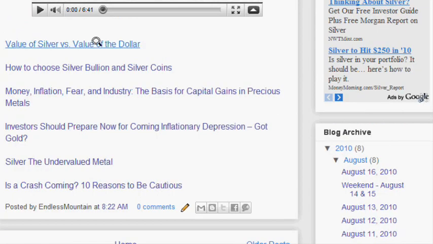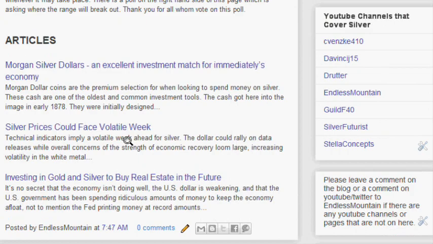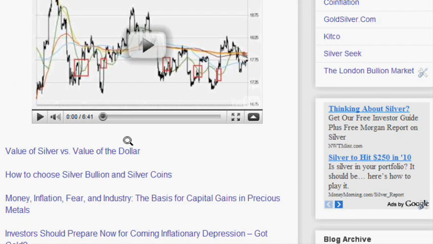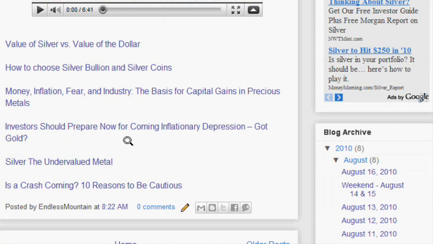Value of silver versus the value of the dollar. How to choose silver bullion and silver coins. Money, inflation, fear, and industry. The basis for capital gains in precious metals. Investors should prepare now for coming inflationary depression. Got gold? Silver, the undervalued metal, and is a crash coming? 10 reasons to be cautious. So what I do is every day I check to see which new articles have been made regarding silver and the inflationary trade, if you will.